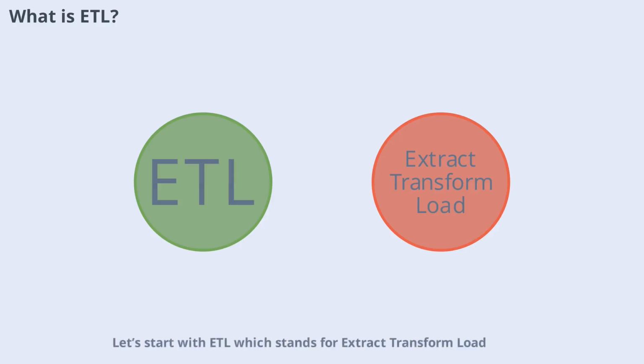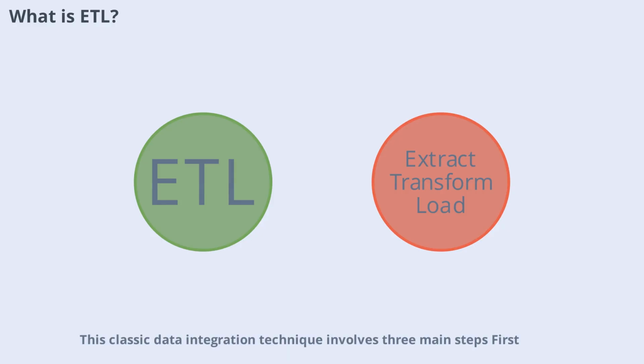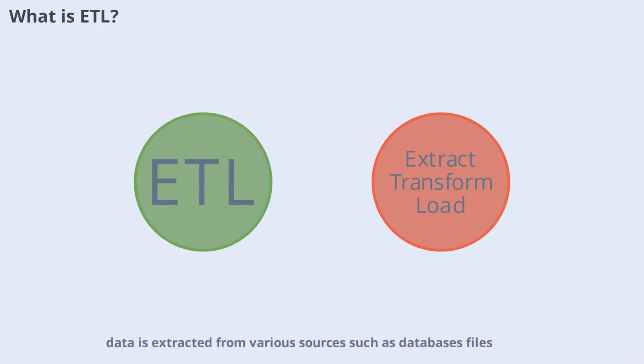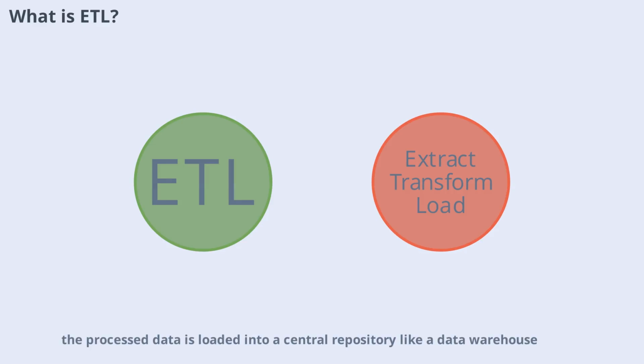Start with ETL, which stands for extract, transform, load. This classic data integration technique involves three main steps. First, data is extracted from various sources such as databases, files, or cloud services. Next, it's transformed: cleaned, formatted, and standardized to ensure consistency. Finally, the processed data is loaded into a central repository like a data warehouse, where it's ready for analysis. ETL is ideal for batch processing and is widely used in business intelligence projects. It ensures that data is accurate, reliable, and structured for reporting.